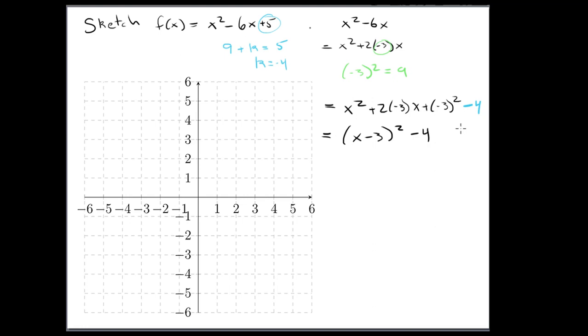Great. Otherwise, I'm just going to put points into here. The vertex is 3, negative 4. Otherwise, I can just put points in here, and it's going to follow the same general increasing pattern as the other ones that we've found and drawn.